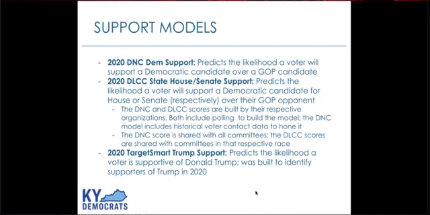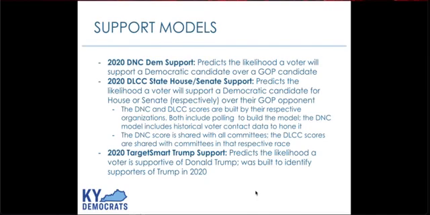So the ones that folks will have access to are going to be the DNC Dem Support Score. This predicts the likelihood a voter is going to support a Democratic candidate over a Republican candidate. So these aren't candidate specific. These are just likelihood of supporting a Democrat over a Republican in a head-to-head race.